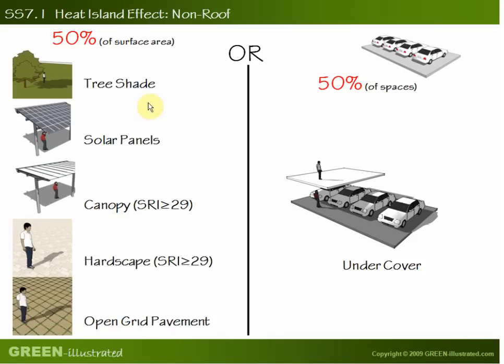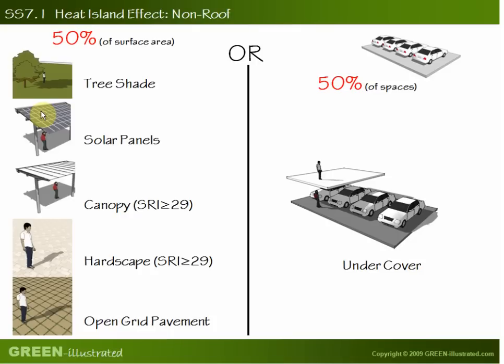So let's start with 7.1 non-roof. There are two paths to achieve this credit. The first deals with how you treat your ground plane, using trees or canopies to shade it, using highly reflective materials, or using open grid pavement. All of these achieve the same goal of reducing heat island effect by treating the surface.